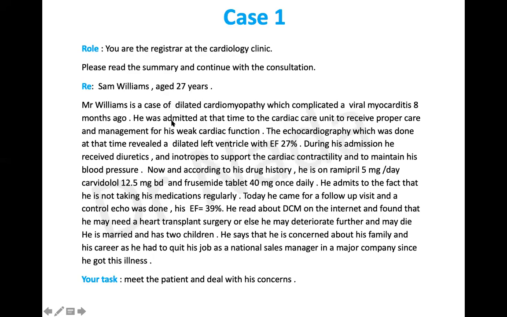Okay, Dr. Raghib, are you ready? Yes, I'm ready. Okay. Hello, Mr. Sam. Nice to meet you. I am Dr. Raghib, one of the doctors in the heart clinic today. We are together today to discuss an issue in the health of the heart. Is that okay with you?